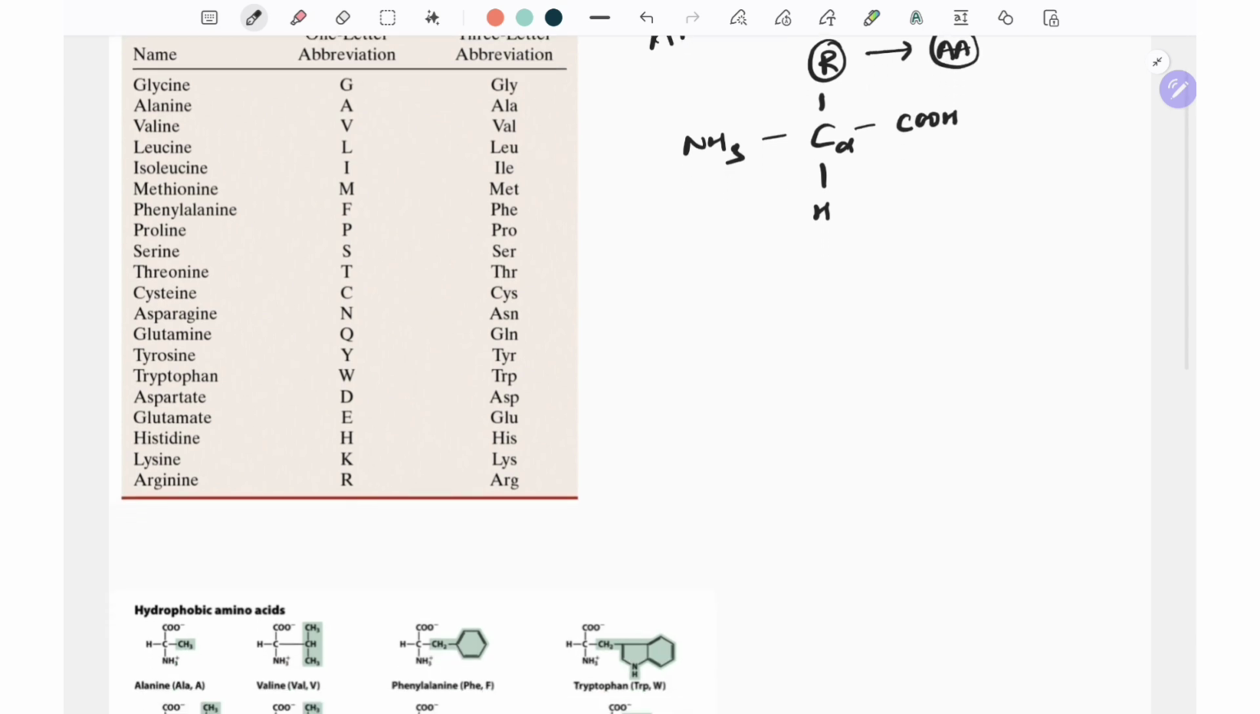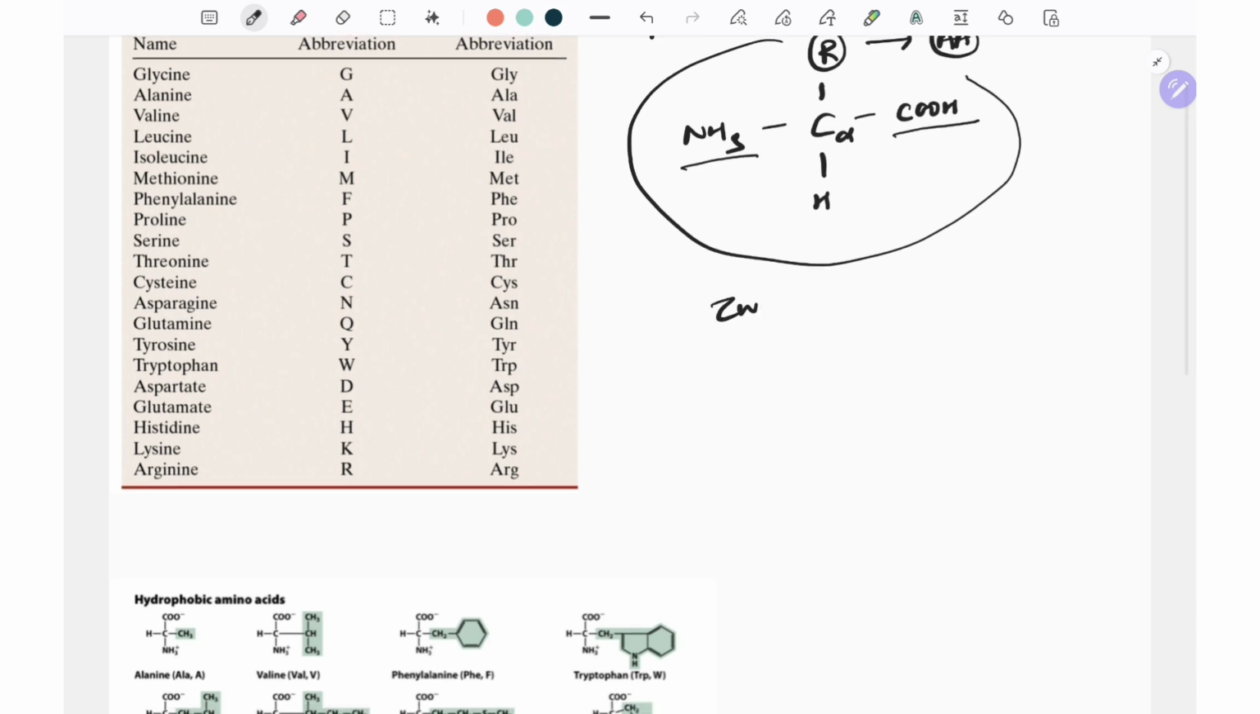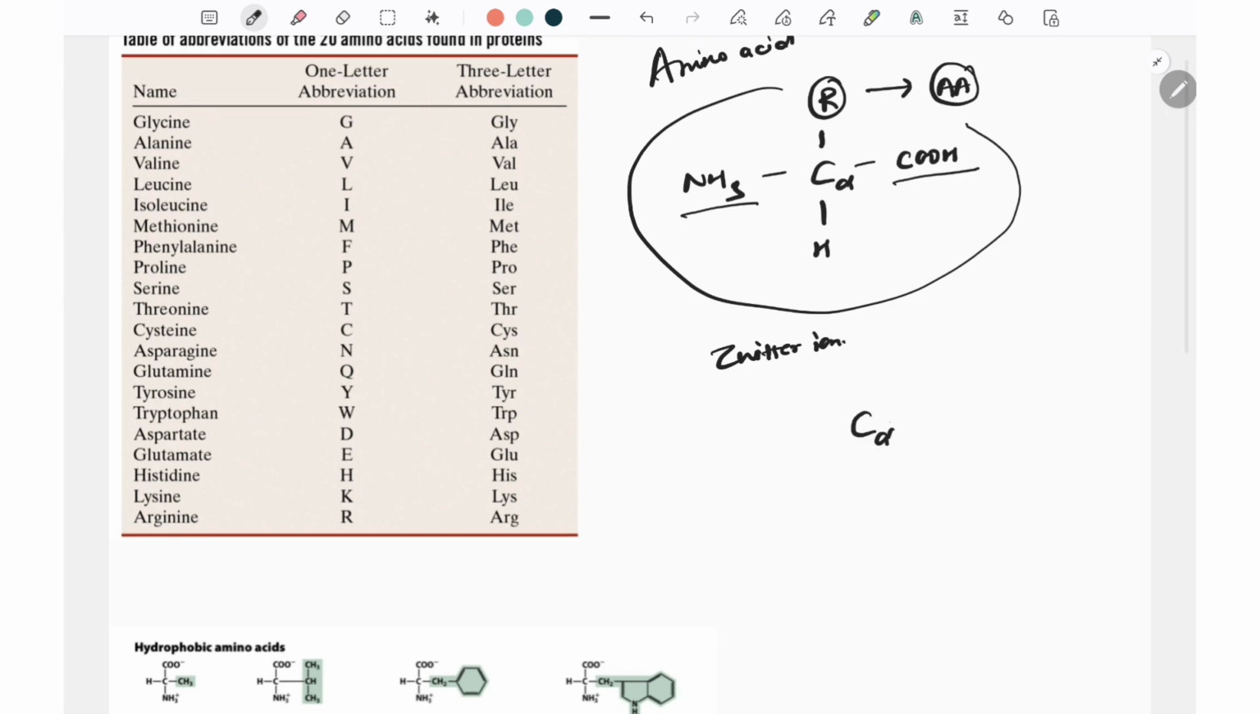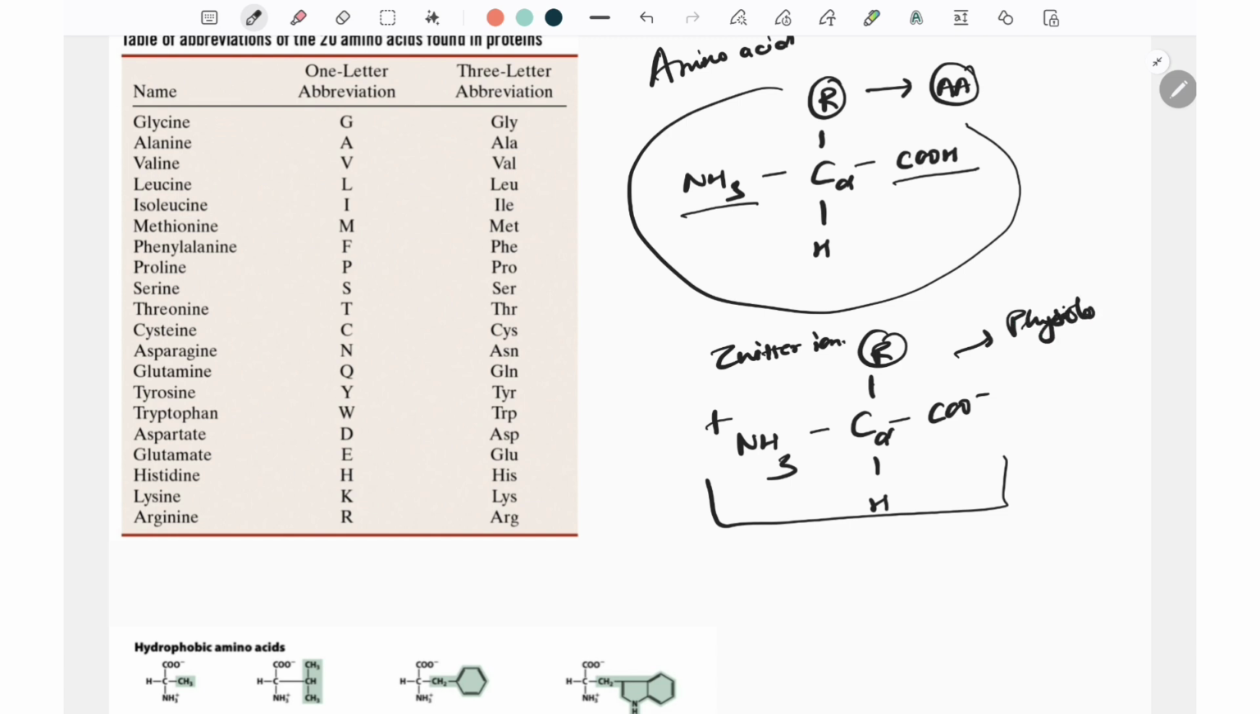But one thing that I forgot in the last class, let it be the continuation of this particular lecture, is that this amino acid does not exist in the NH3 or COOH form. It exists in the zwitterion form. And what is this zwitterion? In the body, the overall structure is something like this: C alpha, COO negative, then NH3 positive, R group, and H. This is the structure in our physiology that you must remember. This is called the zwitterion structure.